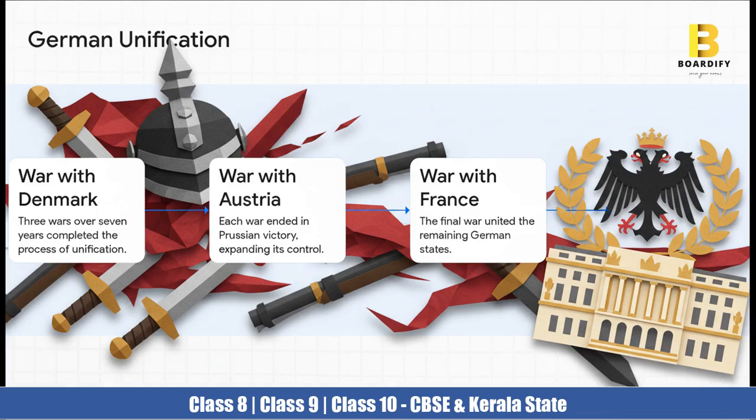He was a master strategist. Over just 7 years, he deliberately started 3 wars. First with Denmark, then with Austria, and finally with France. Each war was quick, decisive, and pulled more German states onto Prussia's side. And bam, by 1871, he'd done it. The German Empire was declared.